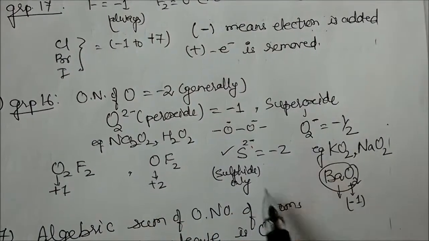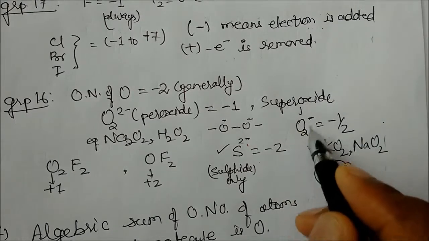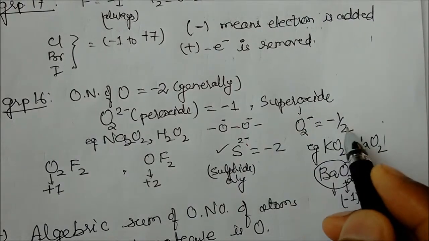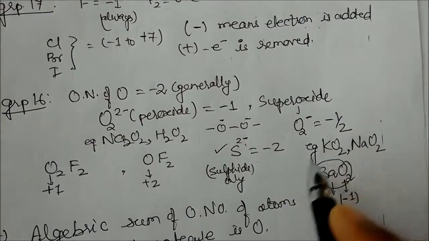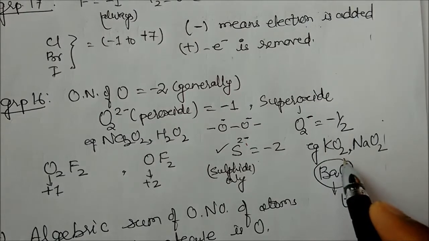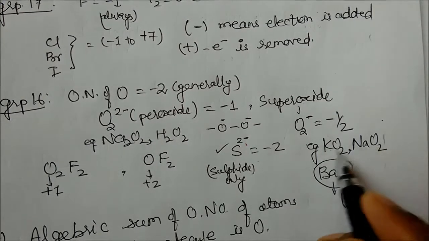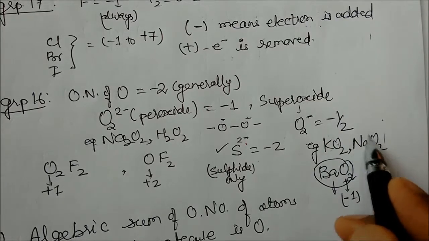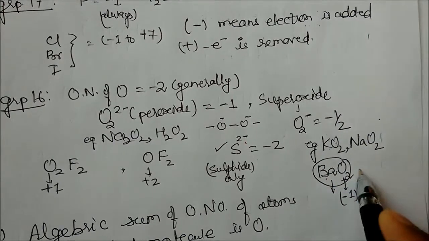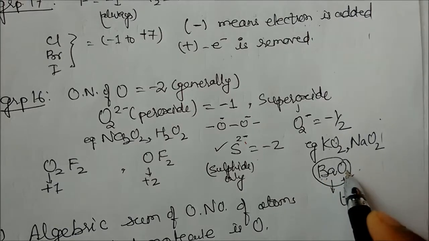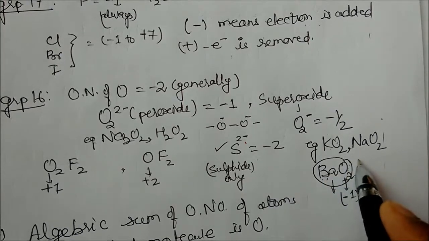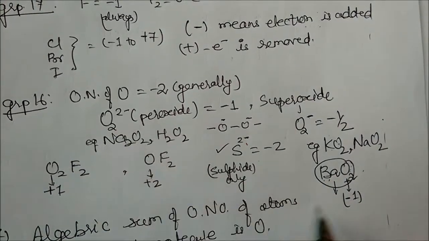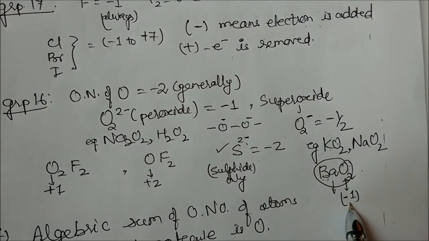Now next is superoxide. This is superoxide, O2 negative, so its oxidation number is -1/2. Example, KO2, potassium superoxide, sodium superoxide. So here oxygen in the superoxide molecule is -1/2. This is barium peroxide. Peroxide is oxygen 2 negative, as we have seen. So here oxidation number will be -1.